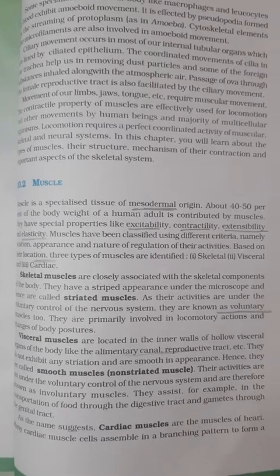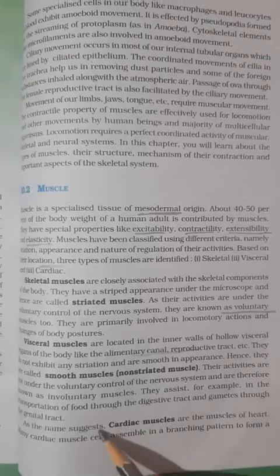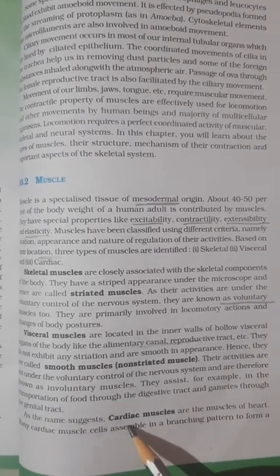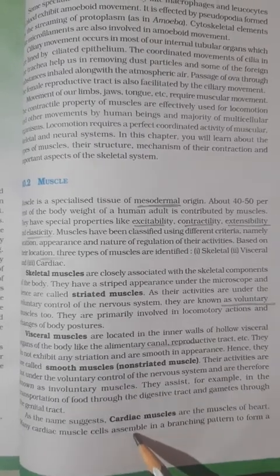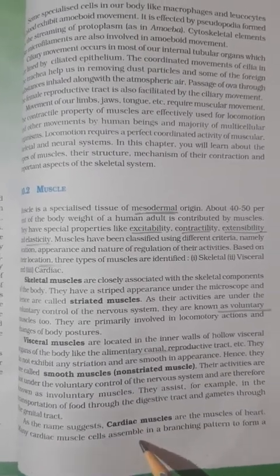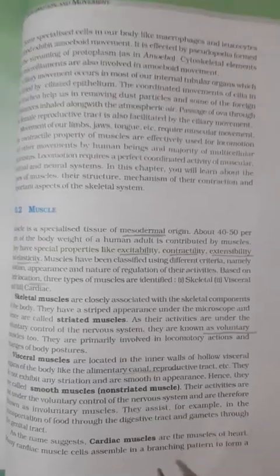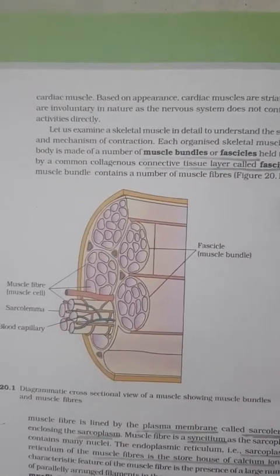Next is cardiac muscles. From the word cardiac, it means that it is present in the heart. So these are the muscles of the heart. They have a branched shape, meaning they have a branching pattern, and they also have striations. So they can also be called striated muscles.